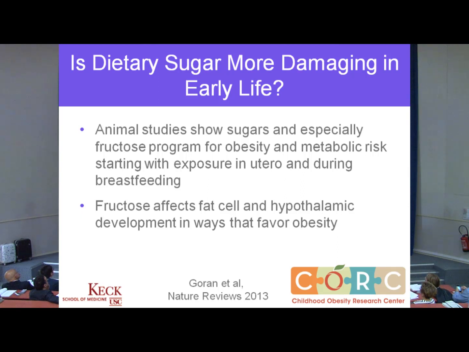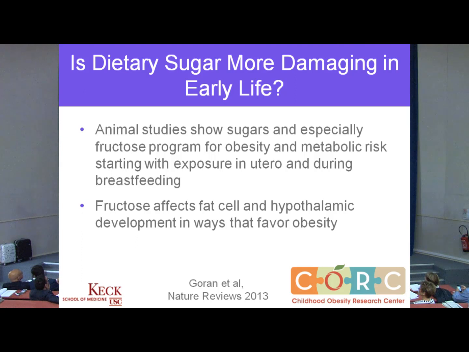So this raises the question as to whether dietary sugar is damaging in early life. And in fact, there's quite a bit of evidence to show that exposure of the developing fetus and the young infant to high levels of dietary sugar may be more problematic. And that's because in these periods, fat cells are developing, the body is obviously growing and laying down new tissue, and that's when these substrates have a high impact.